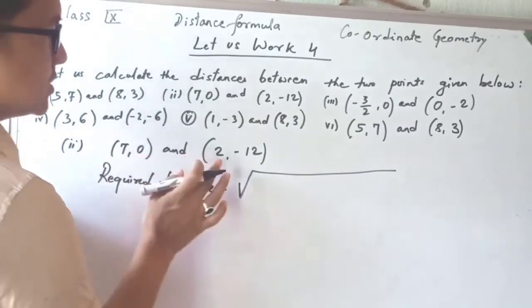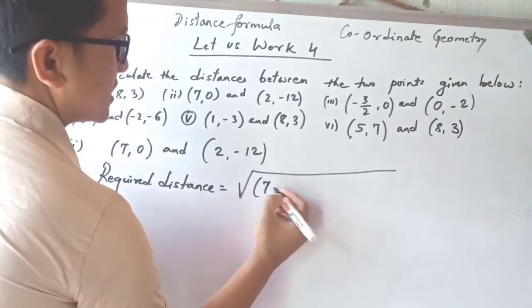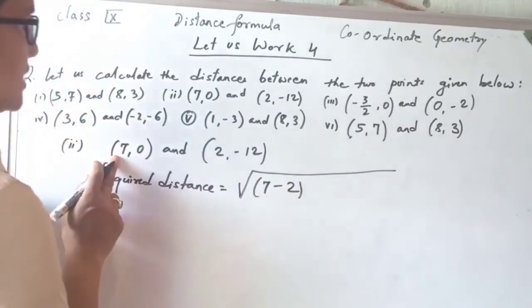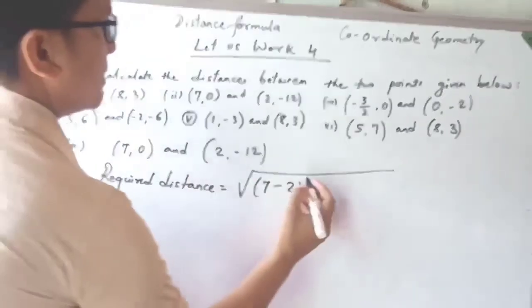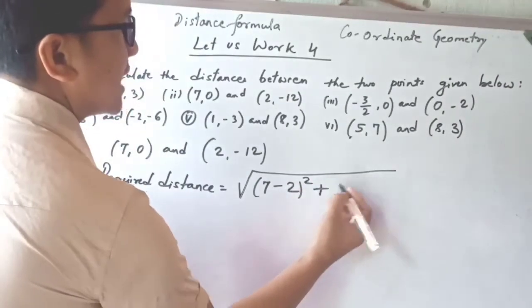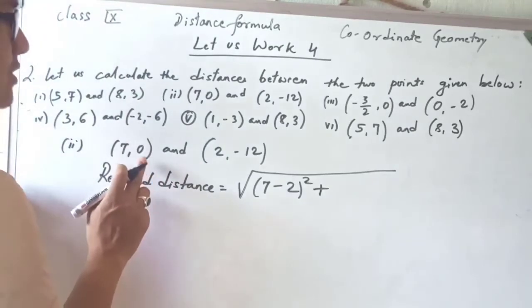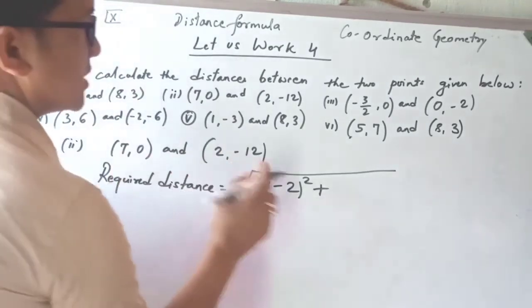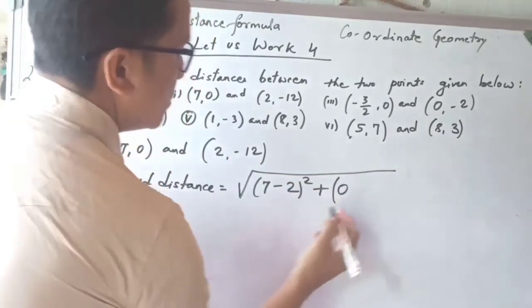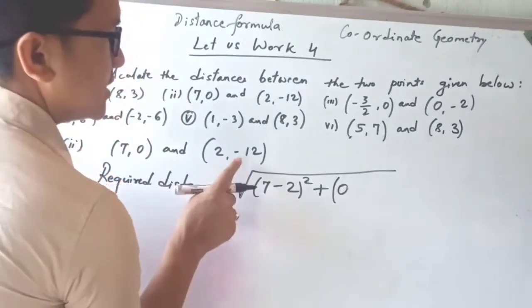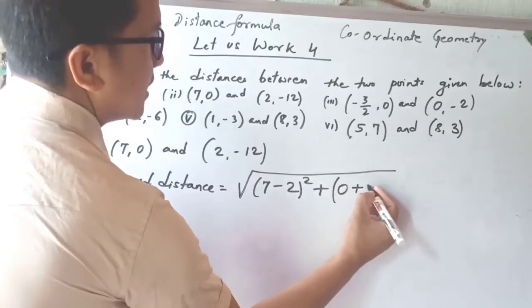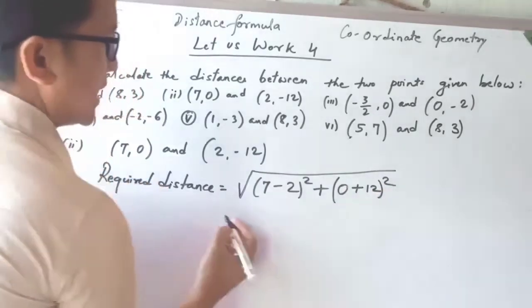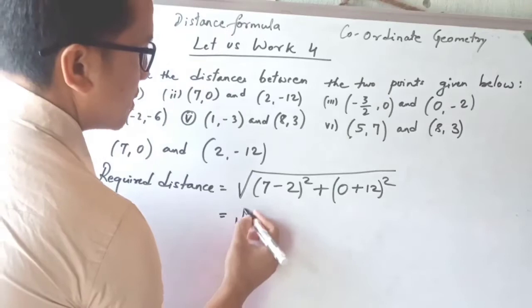Here is 7, here is 2. We have to subtract these numbers 7 and 2. Here the coordinate of x is 7, here the coordinate of x is 2. We have to subtract these 2 numbers, and we have to write the square, and then we have to write plus. And the coordinate of y is here 0, here is minus 12. We have to subtract 0 and minus 12, but here also minus, so minus and minus will be plus 12. In this way it can be done.